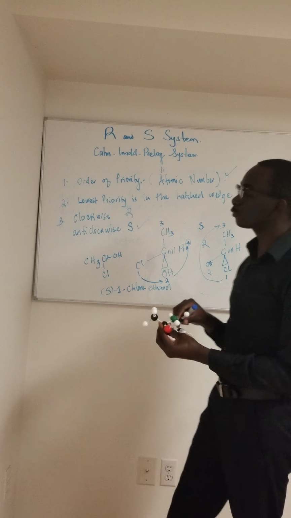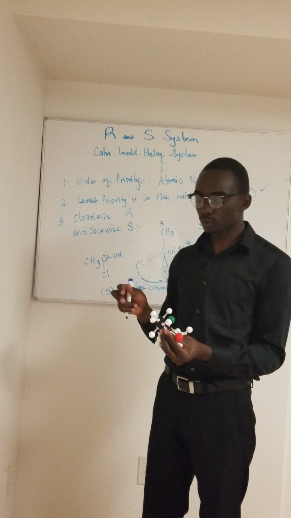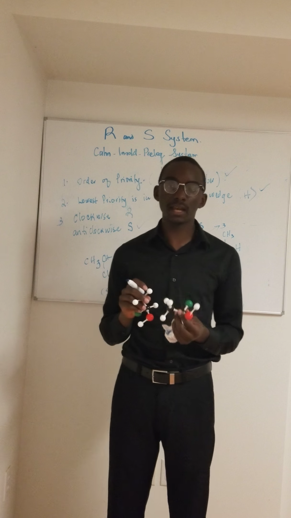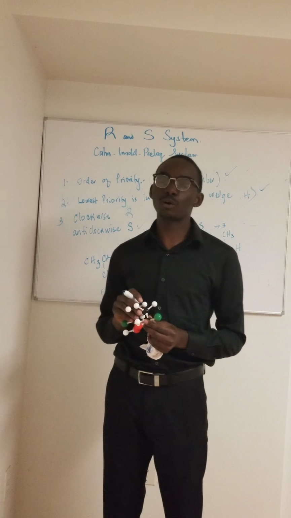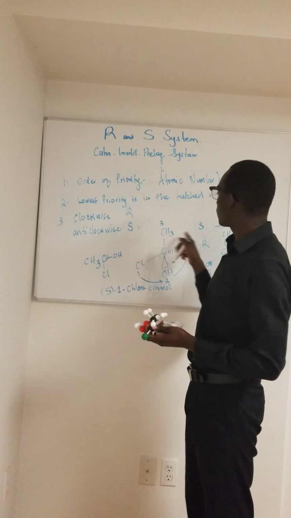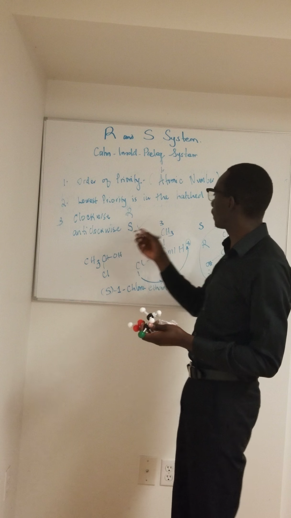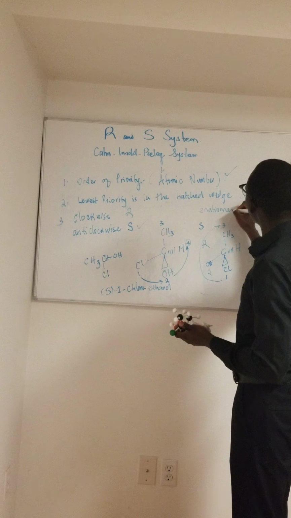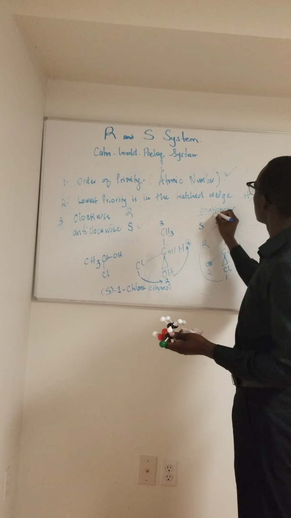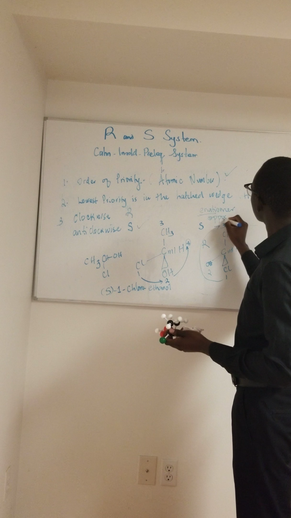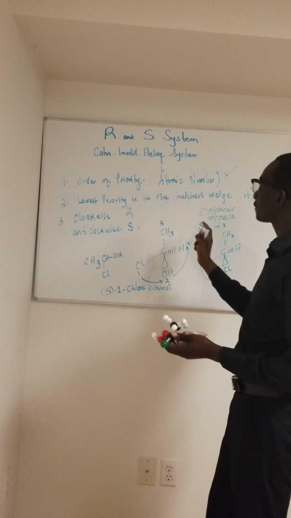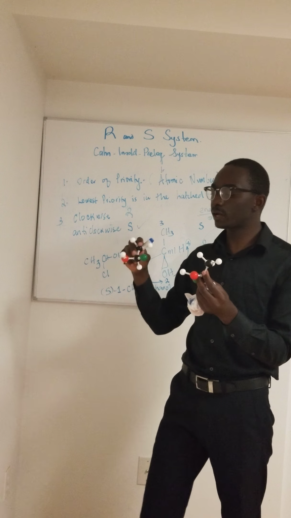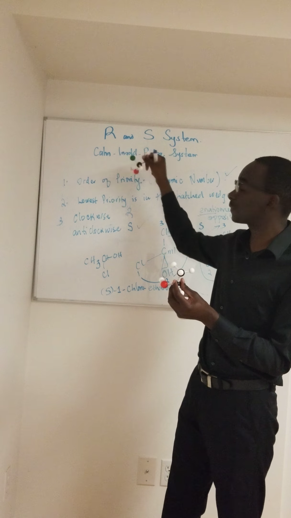Now, there is what we call enantiomers. If we have a chiral center or an asymmetric center, there always exist what we call enantiomers. Therefore, R and S are called enantiomers. Enantiomer means opposite. So R and S are opposite of each other. If I have these two compounds, one is R and the other is S.